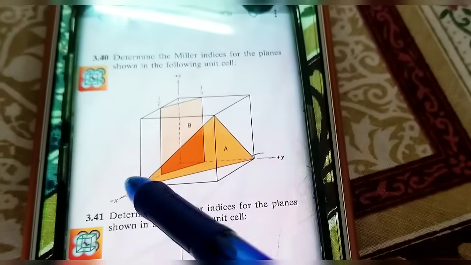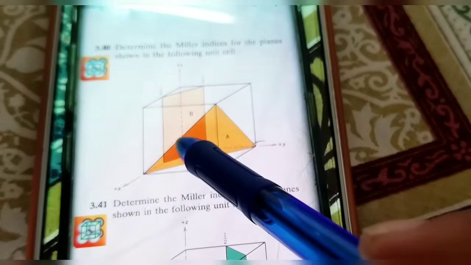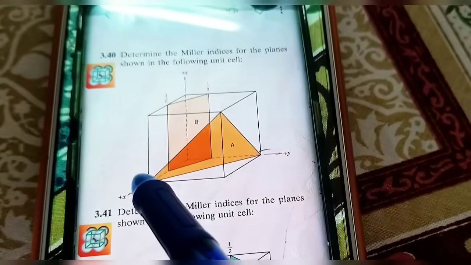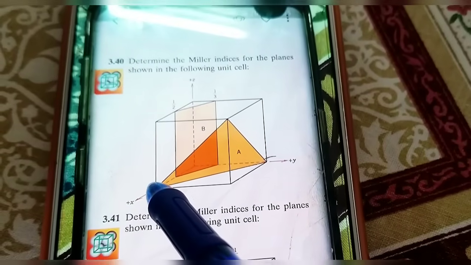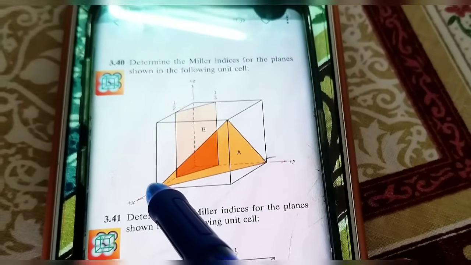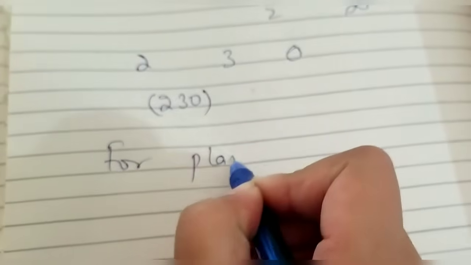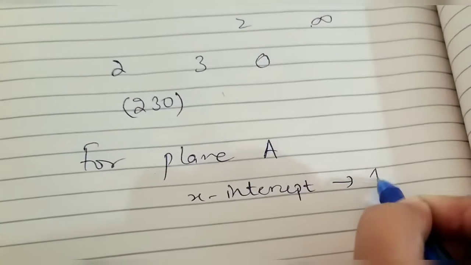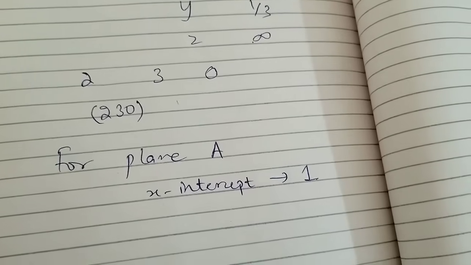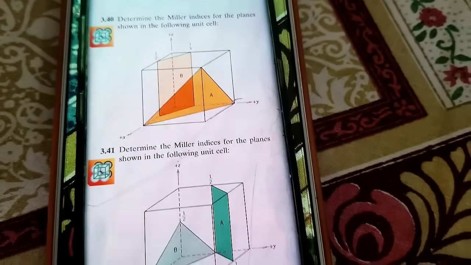So this is a plane, and we can see here it is intersecting the x-axis line. This is the x-axis line, and it is intersecting it right there. So this will be the x-intercept, and since it is lying at the edge of the unit cell, the x-intercept will be simply 1. So for plane A, the x-intercept is simply 1, because the plane is touching the axis at the end point of the unit cell, at the corner of the unit cell.